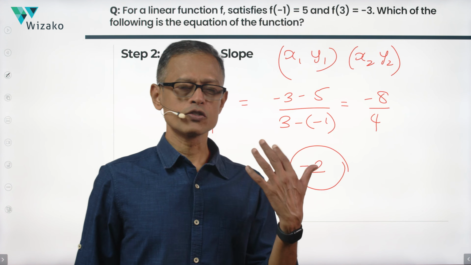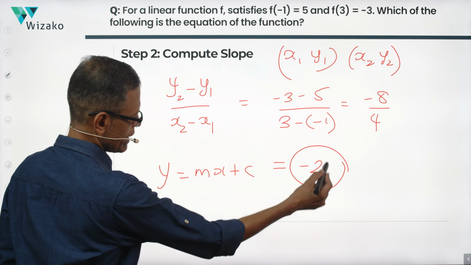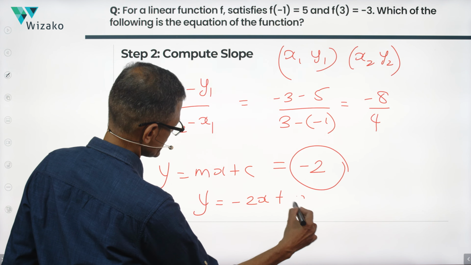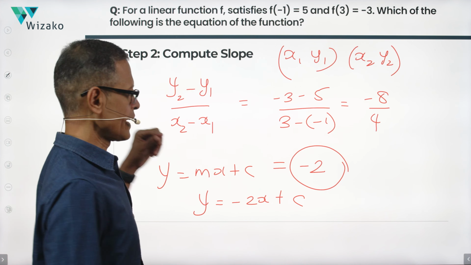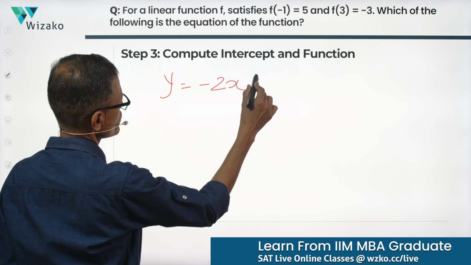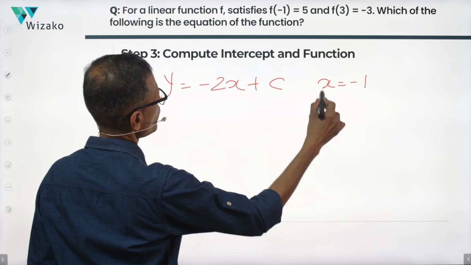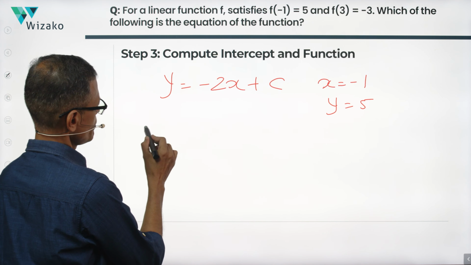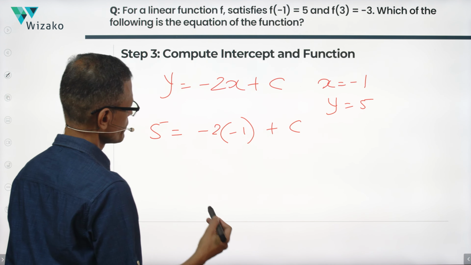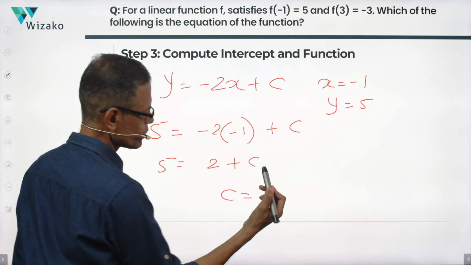We said the slope-intercept form of a line is y is equal to mx plus c. m is found to be equal to minus 2. So the equation of the line is minus 2x plus c. The next step is finding out the y-intercept. What is that? Substitute this value. We know y is equal to minus 2x plus c. When x is equal to minus 1, we know y is equal to 5, which is f of x. Plug that in. 5 is equal to minus 2 times minus 1 plus c. So 5 is equal to 2 plus c, or c is equal to 3.